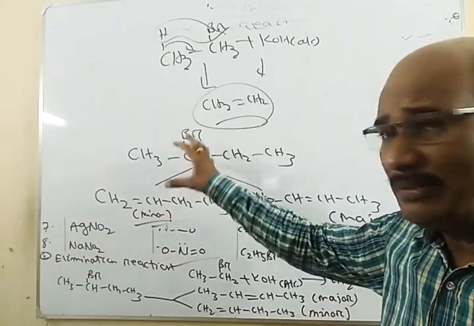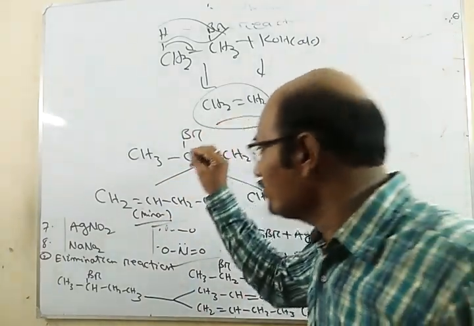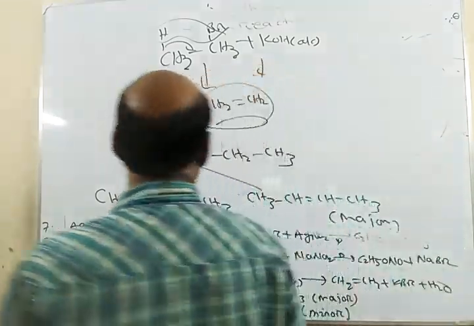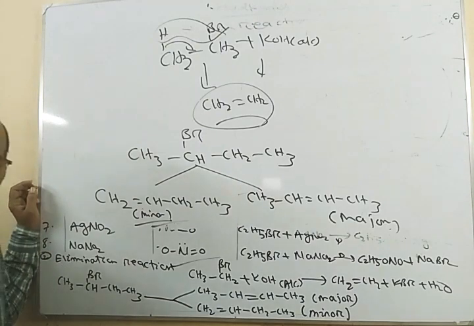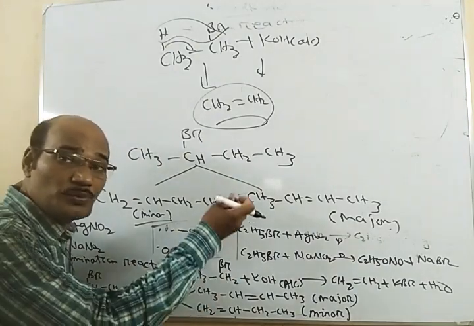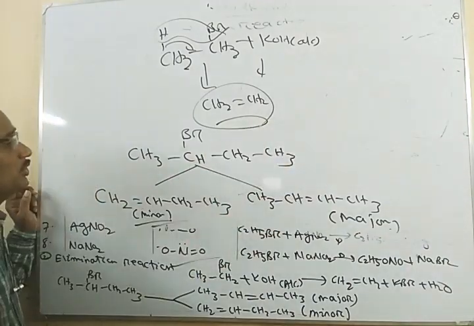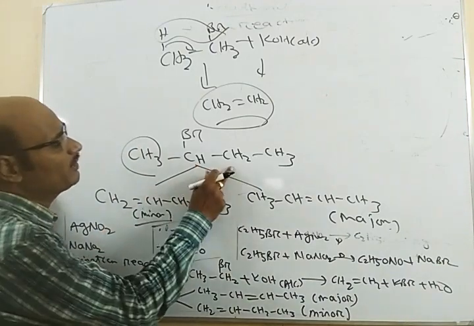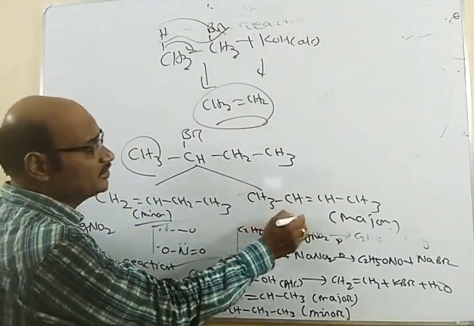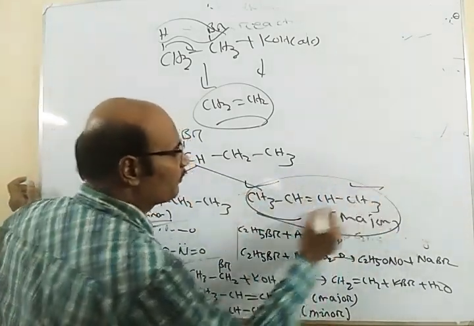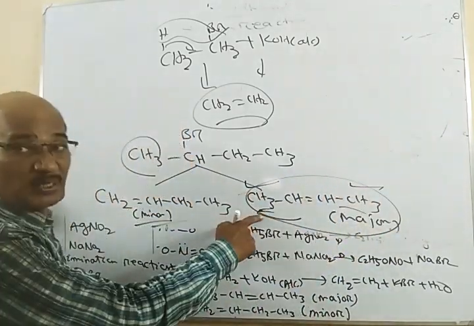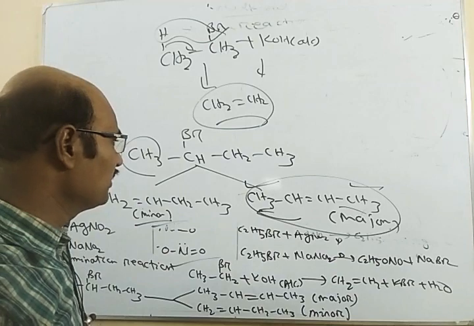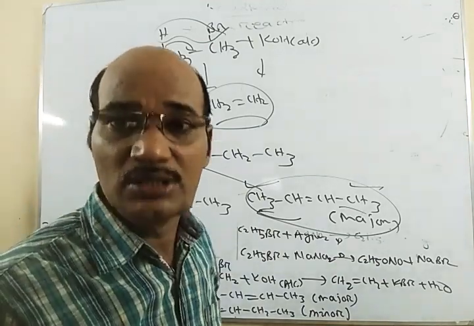So whenever beta elimination takes place, the hydrogen atom will be preferentially eliminated from that carbon which has fewer hydrogens, so that we get a more substituted product, which is more stable. If I remove the H from the carbon having more hydrogens, I get this one. If I remove the H from the carbon having fewer hydrogens, I get this one. And this species has more alkyl groups or substituents, and it is more stable. This is called the Saytzeff rule. So elimination in unsymmetrical alkyl halides takes place with the help of the Saytzeff rule.